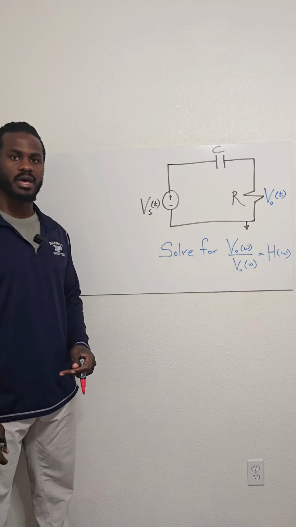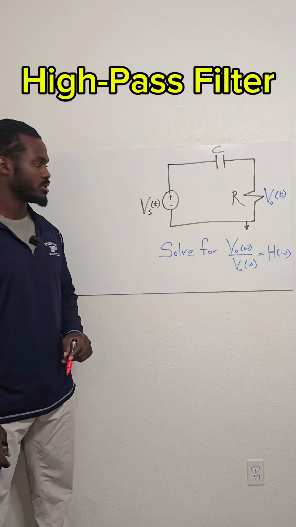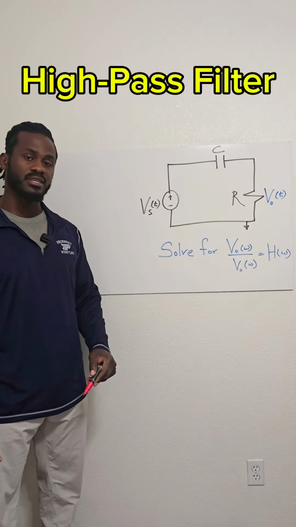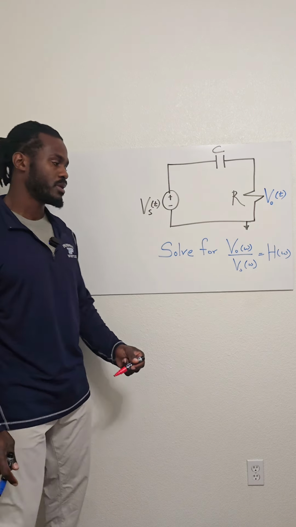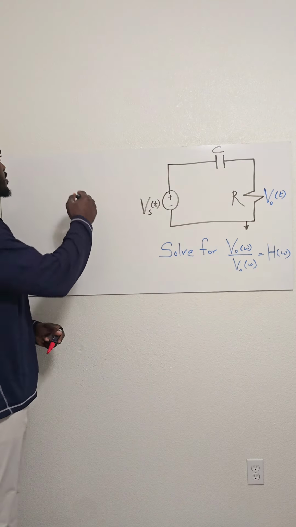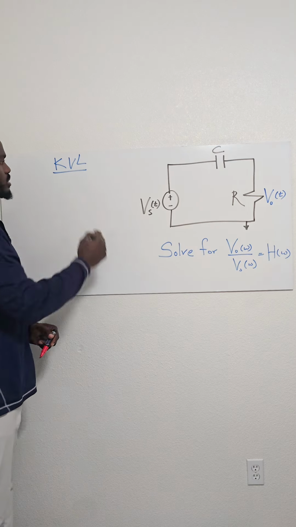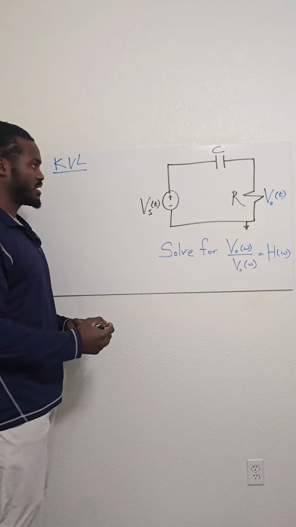Okay, let's go ahead and solve for the transfer function of this high pass filter, also denoted as V out of omega over Vs of omega, which is also equated to H of omega. Now, there's many ways to solve this, but what I'm going to do is use a method called KVL, which is Kirchhoff voltage law, or a fundamental to mesh analysis.